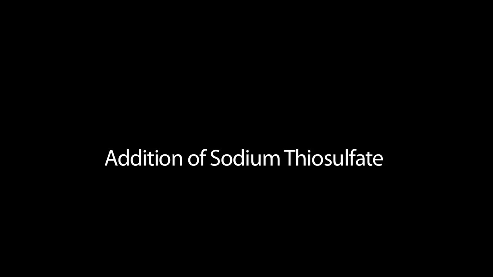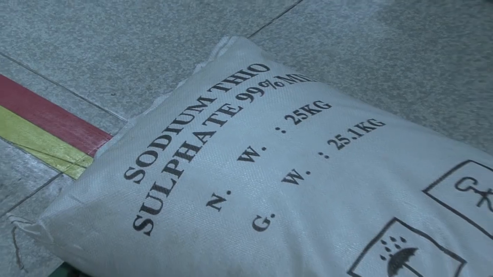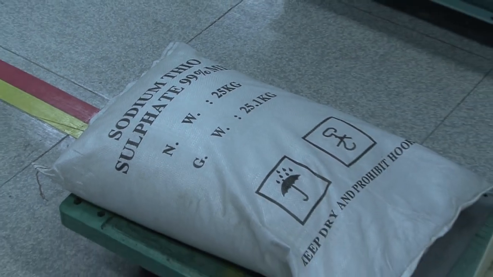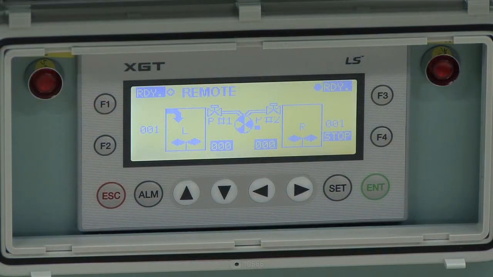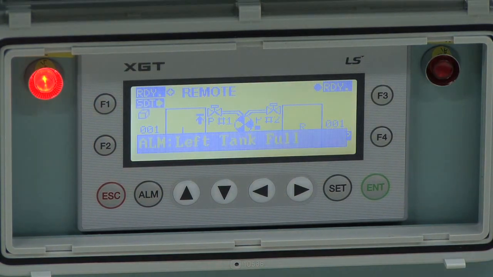Two. Addition of sodium thiosulfate. Step 1. Fill the fresh water to high water level. Ensure that the ALM left tank full or ALM right tank full message with STT is displayed on the ANUXGT control panel and the tower lamp is operated.